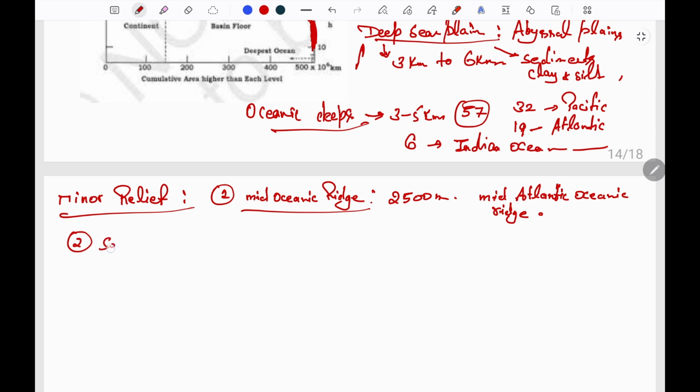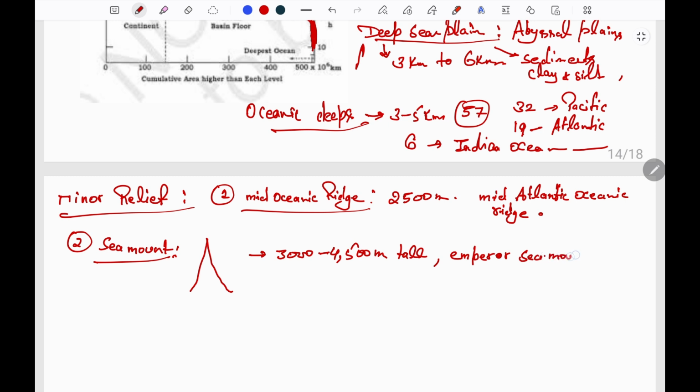Next one is seamount. It is basically a mountain below the ocean surface, which has a pointed peak. They are somewhere around 3,000 to 450 meters tall. Example of this is Emperor Seamount, near the Hawaiian Islands.